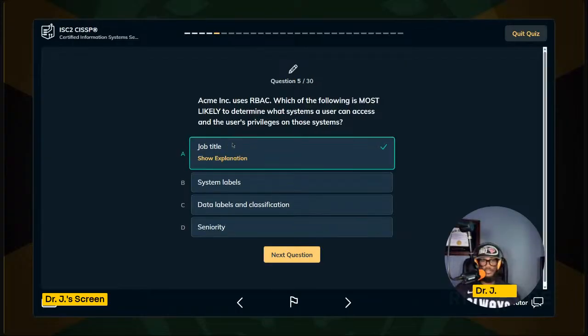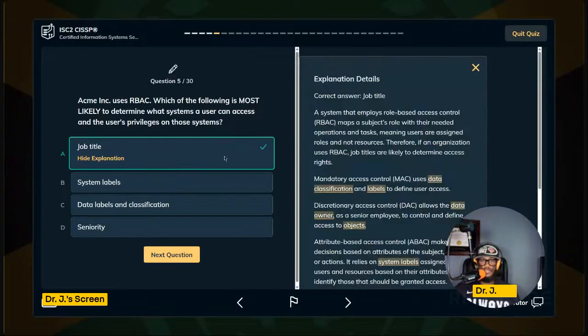Let's see if I'm right. Yep. A system that employs role-based access control or RBAC maps a subject's role with their needed operations and tasks. Meaning users are assigned roles and not resources. Therefore, if an organization uses RBAC, job titles are likely to determine access rights.